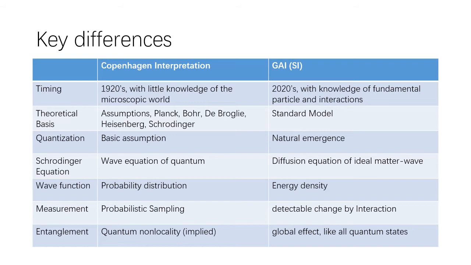Quantum entanglement is not discussed in the Copenhagen interpretation, but comes from the implied quantum non-locality or globality. In the standard interpretation, like all other quantum phenomena, quantum entanglement has a global nature.